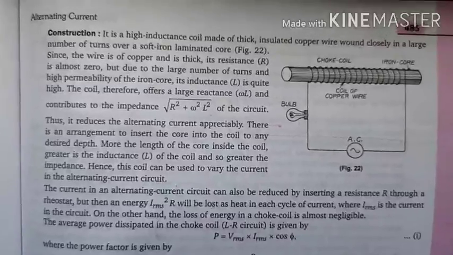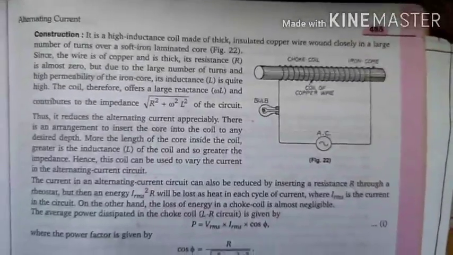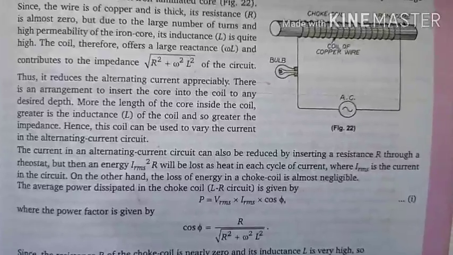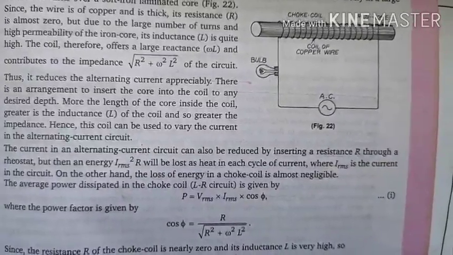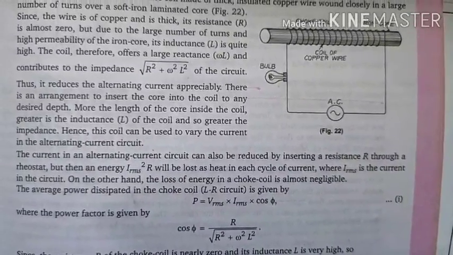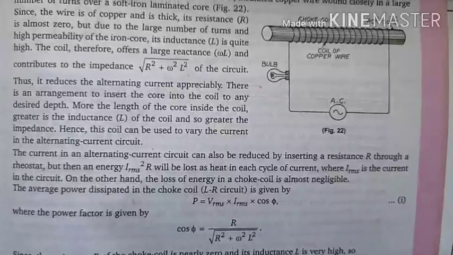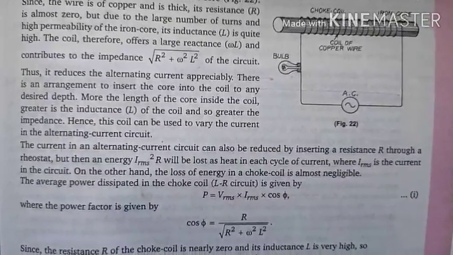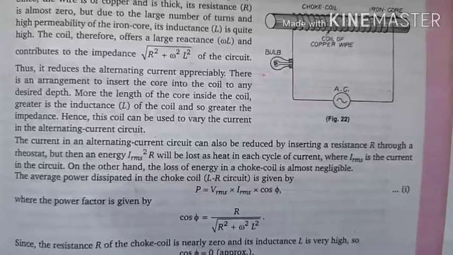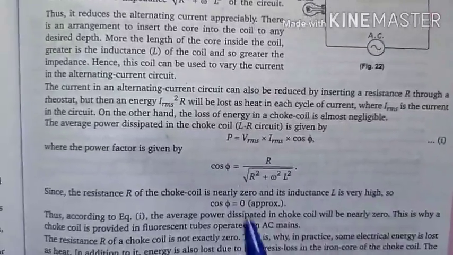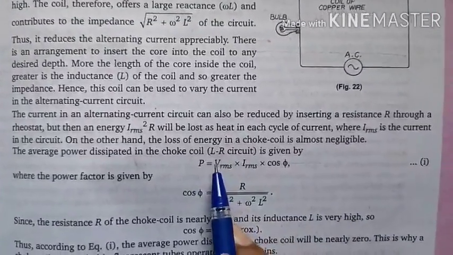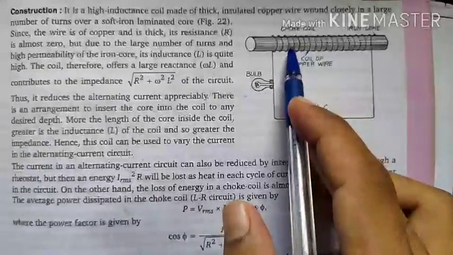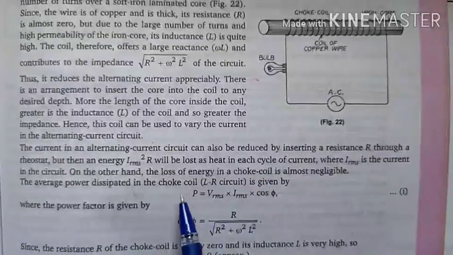The choke coil provides impedance, and that impedance will offer resistance to the circuit, but heat won't be lost. The electric energy won't be converted into heat, so there is a negligible amount of loss of energy. Average power dissipated in the choke coil is given by, choke coil means LR circuit. We have resistance due to the copper wire, and we have this inductor. So this is an LR circuit.